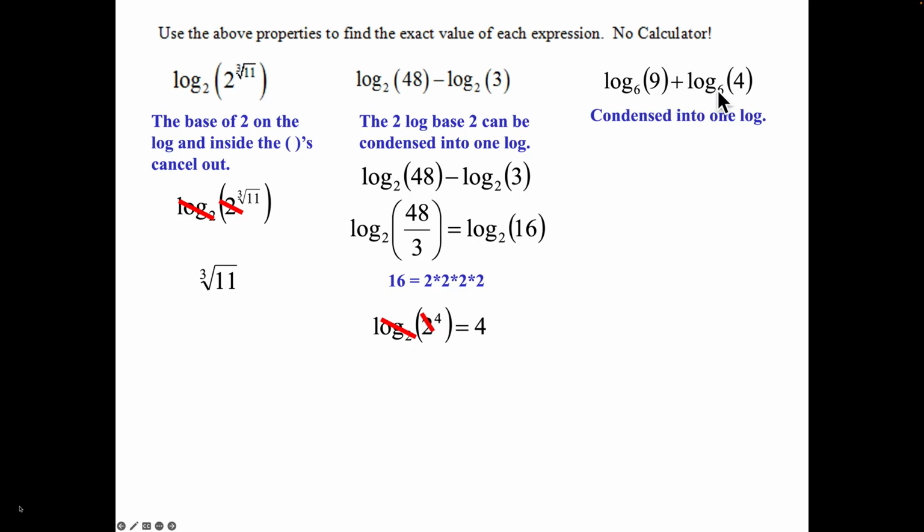Here, the log base 6's are the same, but now it's a plus sign, so this is the product rule. This is where we're going to write it as 1 log base 6, multiply the 2 argument numbers together. 9 times 4 is 36. Well, we know that 36 is 6 squared. Log base 6 of 6 squared. Cancel out your base 6's. The answer is 2.